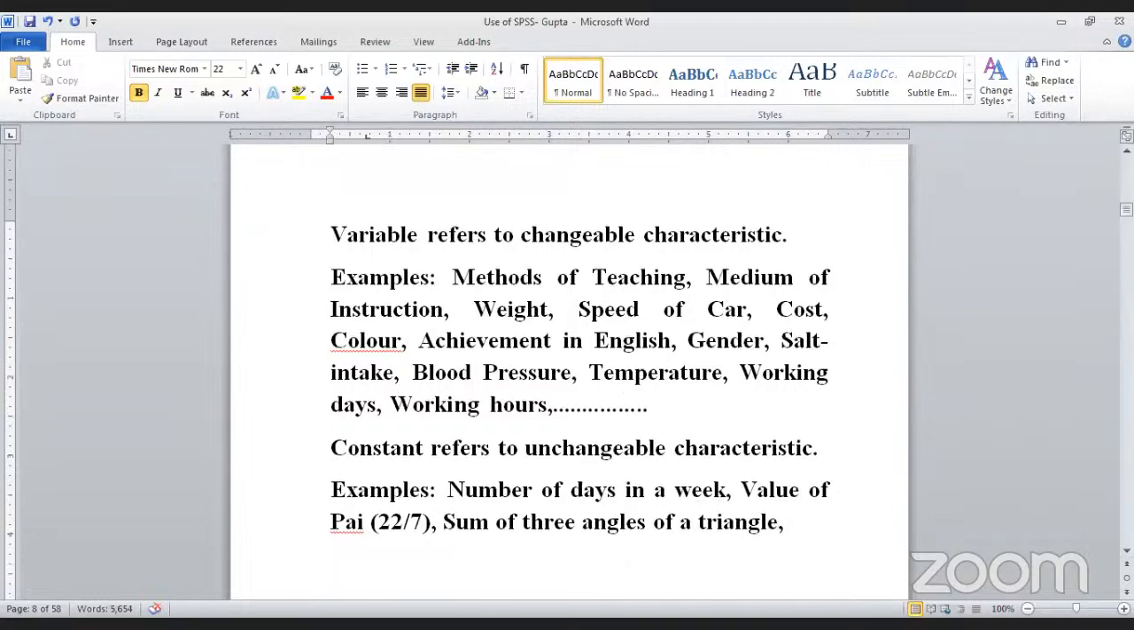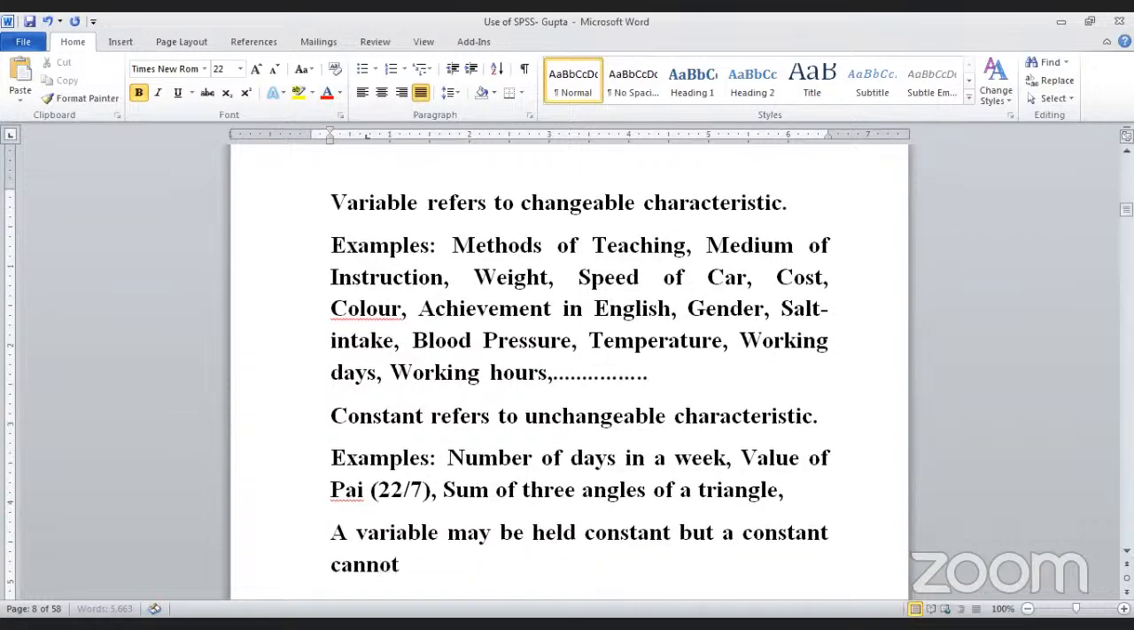Now, another important concept is a variable. A variable may be held constant, but a constant cannot be made variable.